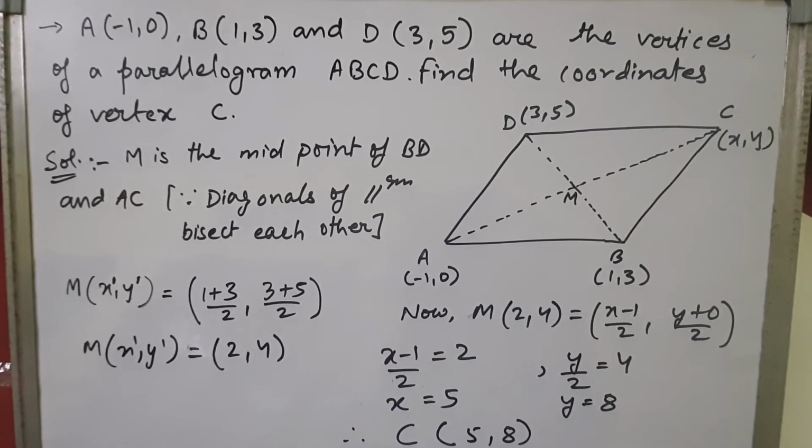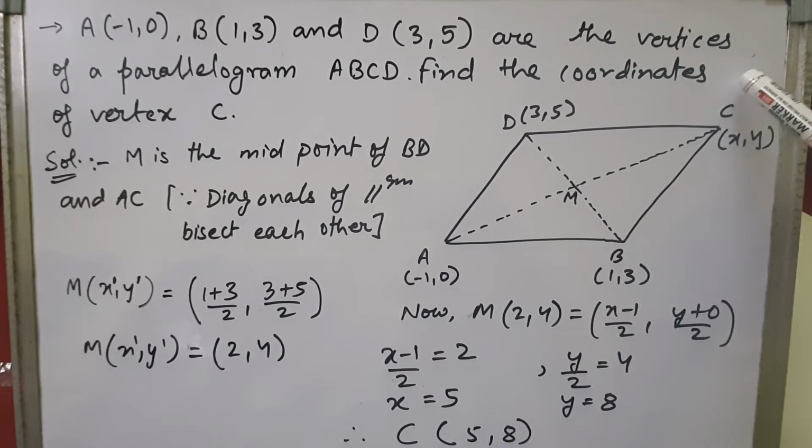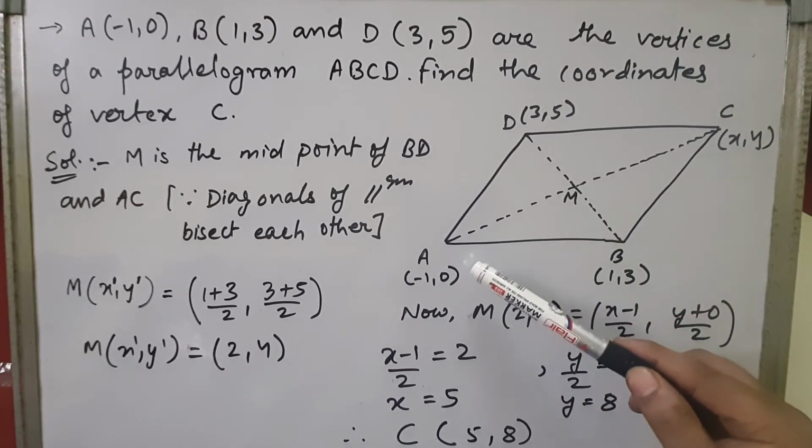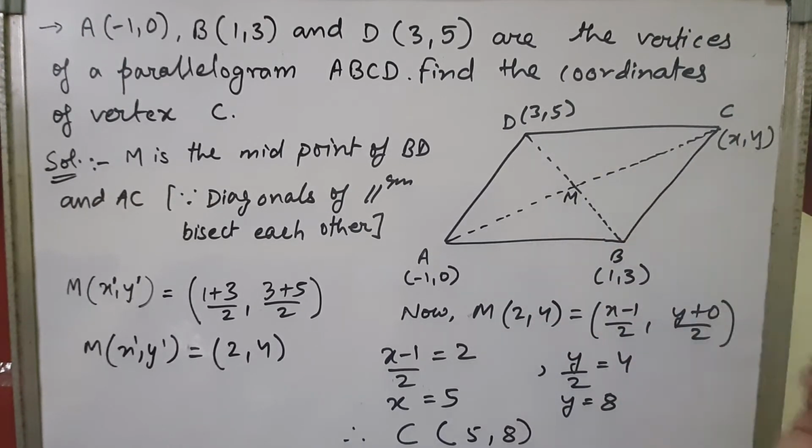Let's discuss another sum, children. In this sum it is given that A minus 1 comma 0, B 1 comma 3 and D 3 comma 5 are the vertices of the parallelogram ABCD. Find the coordinates of the vertex C. That means ABCD is the parallelogram and we have to find the vertex C coordinates. If we draw the diagram with A, B, C, D as the vertices and write the coordinates, let the coordinates of C be x comma y.